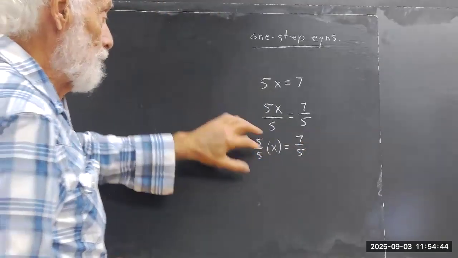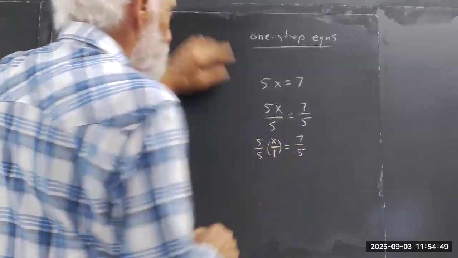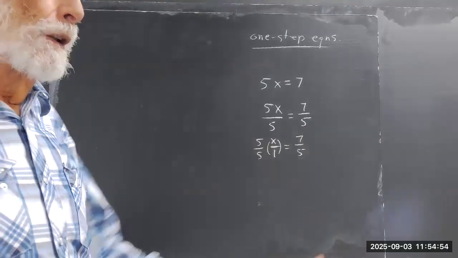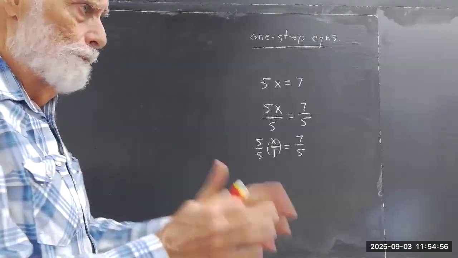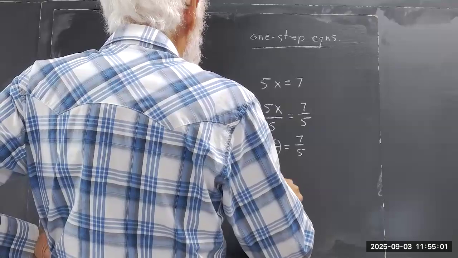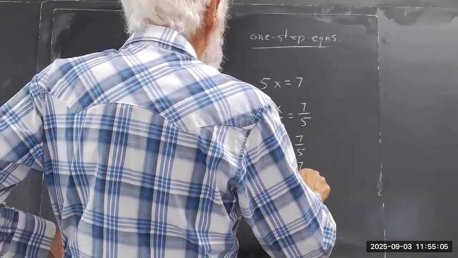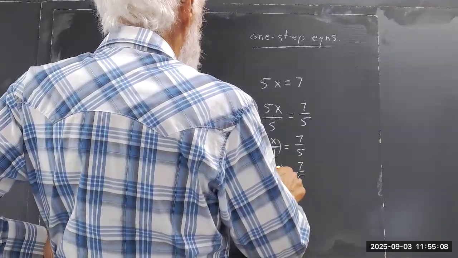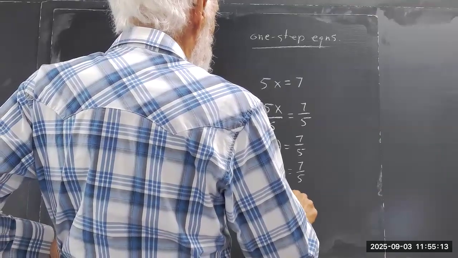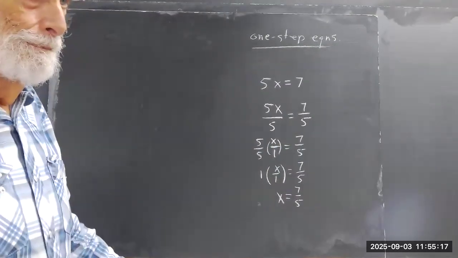So what this is, 5 over 5 times x. And we could even write it as 5 over 5 times x over 1, since we know to multiply numerators and denominators, right? Now, you're not going to want to write out all this, but I want to convince you that this is what you have to do. 5 over 5 is 1, and 1 times x over 1 is x over 1, and x over 1 is x, so we end up with x equals 7/5.